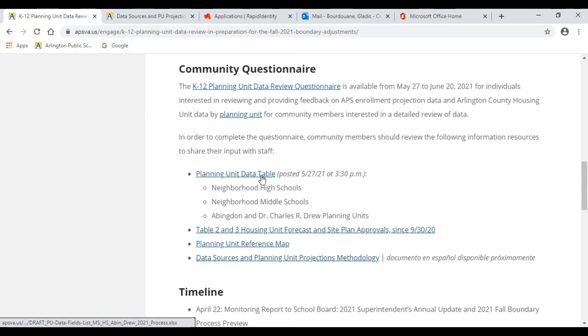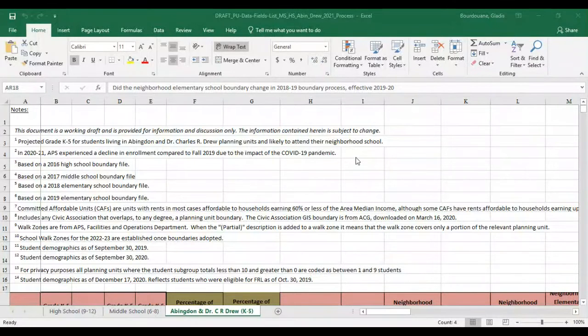I'm going to go through the planning unit data table, which I already have open. Let me just make sure I'm sharing it. And I'm not, so let me try this again. Here we go.